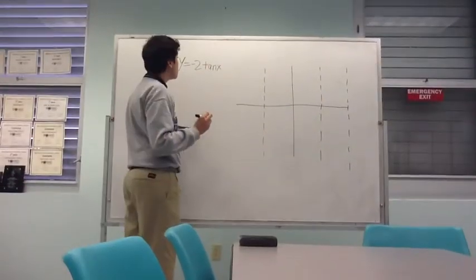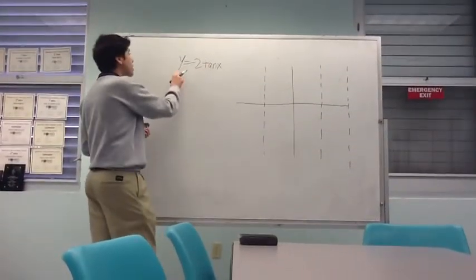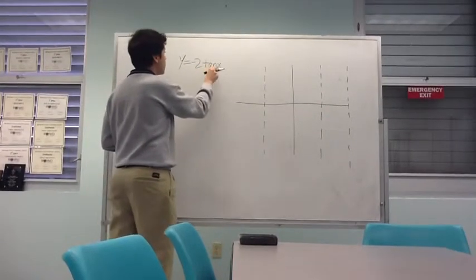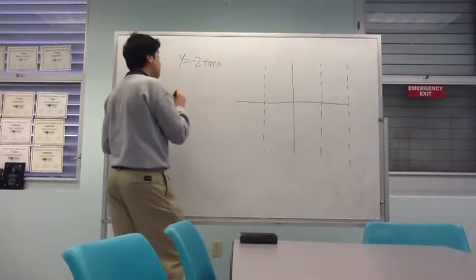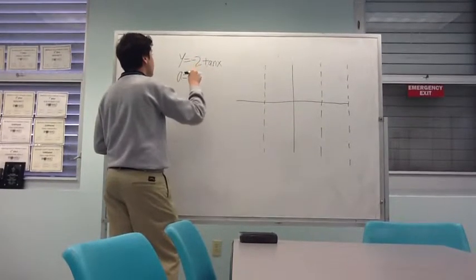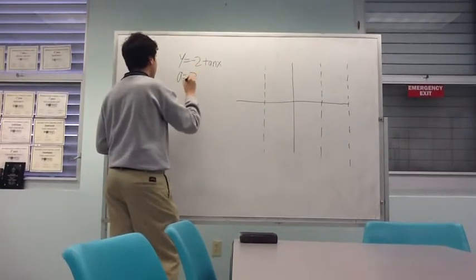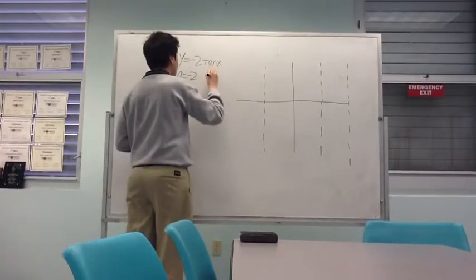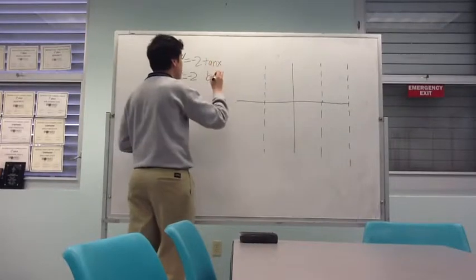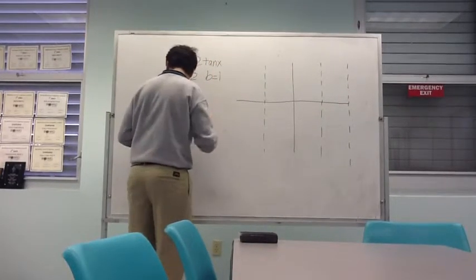Hello. Our example here is y equals negative 2 tangent x. First we find the a. The a is in front of the tangent. It is negative 2. That is our a. Then we find the b. The b is before the x, but after the tangent. There is no number there, so it is a 1.